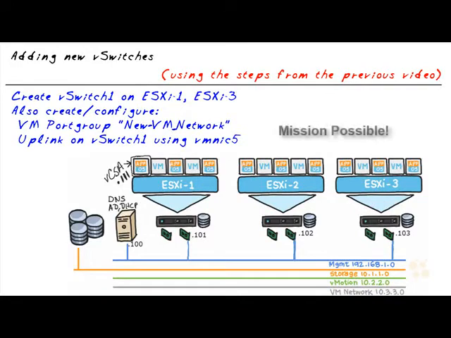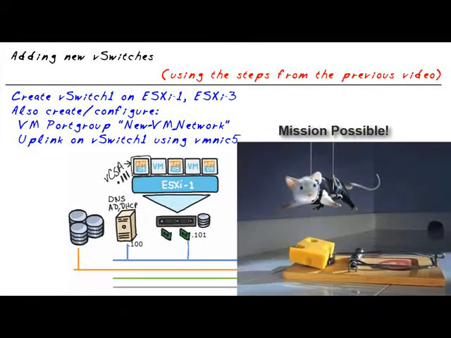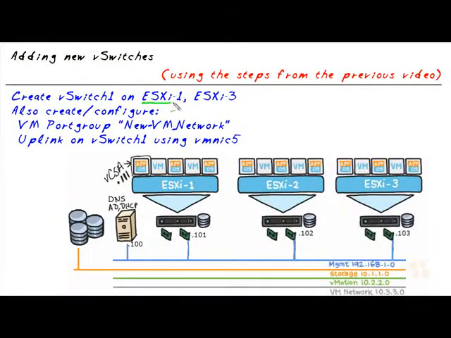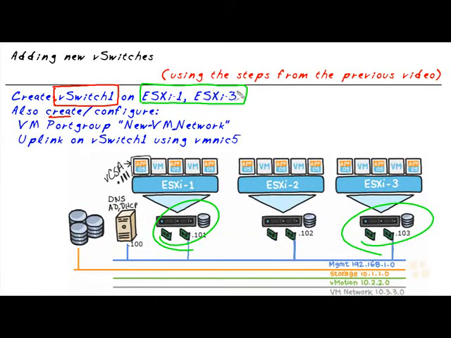So, my friend, here's your mission, should you choose to accept it. On ESXi1 and ESXi3, these guys right here, I'd like you to create a new vSwitch 1 on those two ESXi hosts. And on that new vSwitch, I'd like you to go ahead and use VMNIC 5 as the uplink. And that'll be going to the VM network. So behind the scenes, the physical connectivity is already there. And what we're doing with the new vSwitch is simply telling it to use that physical interface, VMNIC 5, which connects to that VM network.